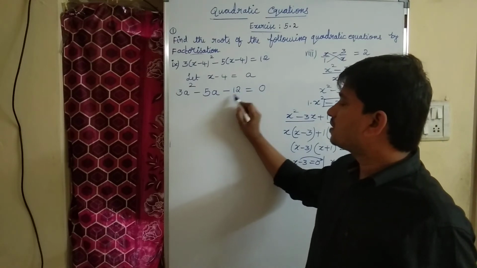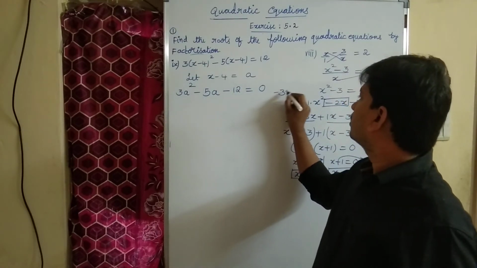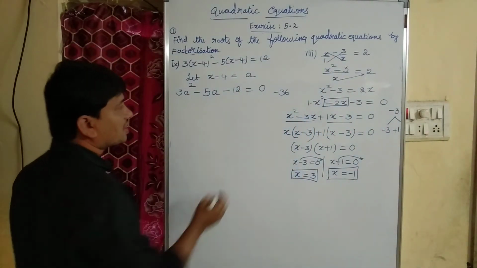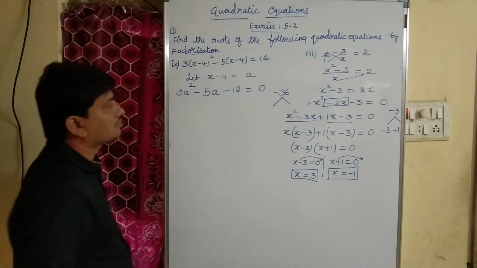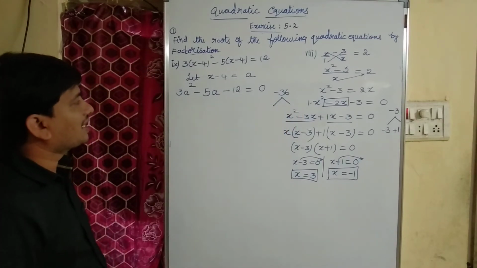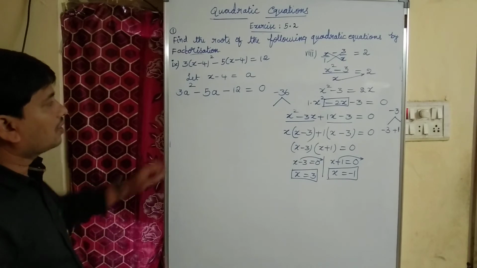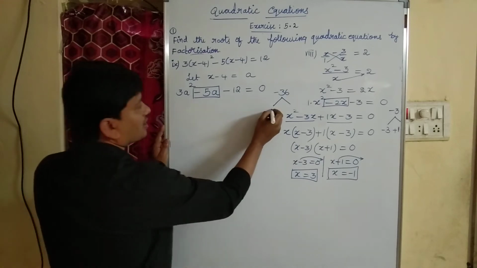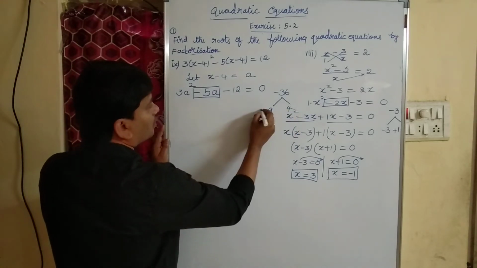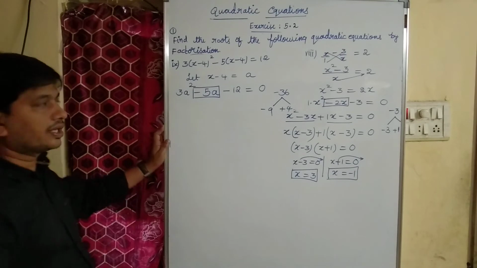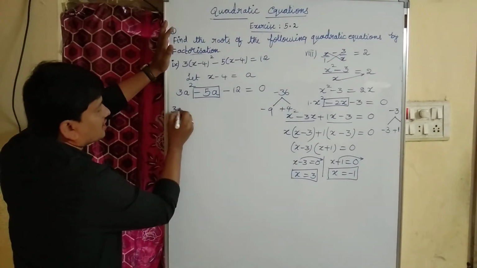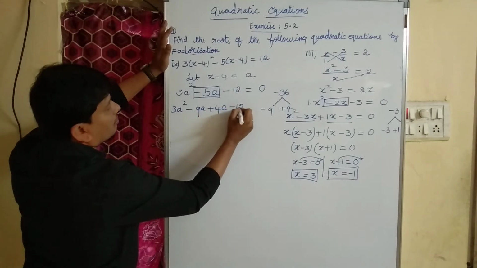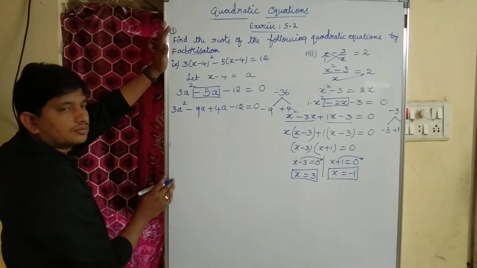As the constant is minus 12, minus 12 into 3, 12 3s are 36. Right? Now what are the possible factors of 36? Minus 12 into 3, minus 36. Okay, now I have to get minus 5. Can you guess, children? I guess the 9 table: 9 into 4, minus 9 plus 4. Yes. What will I get here? 3a square minus 9a plus 4a minus 12 equal to 0.